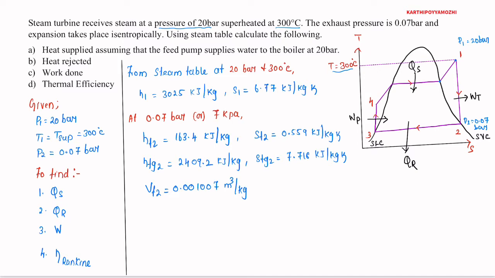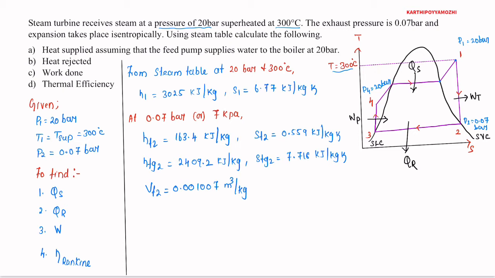Using the steam table, calculate the following. We have to find the heat supplied, assuming that the feed pump supplies water to the boiler at 20 bar. Therefore, the feed pump supplies water to the boiler at 20 bar, that is, P4 is equal to 20 bar. And subdivision B is the heat rejected. We have to find the heat rejected, work done, and thermal efficiency with this given data.